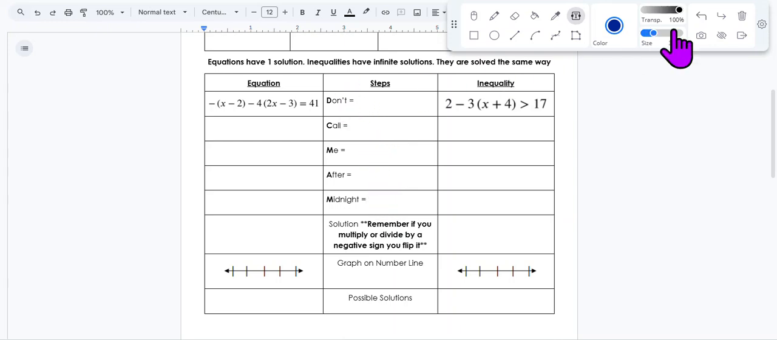So "don't" starts with D, and we just learned this last class. What starts with D in math? And that's distribute, right? So that means I'm going to distribute whatever is touching the parentheses to everything on the inside of the parentheses. All right, so let's do this one on the left here, this equation.